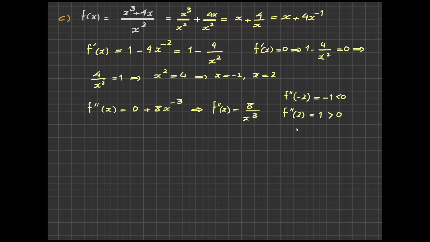Whenever it is negative, that point corresponds to a maximum point. And if you are unfortunately unlucky and the second derivative also turns out to be 0, this test is silent. You have to go back and do the first derivative test.